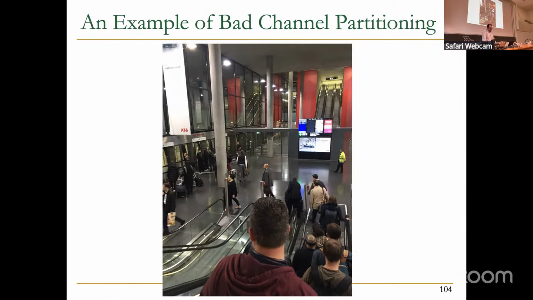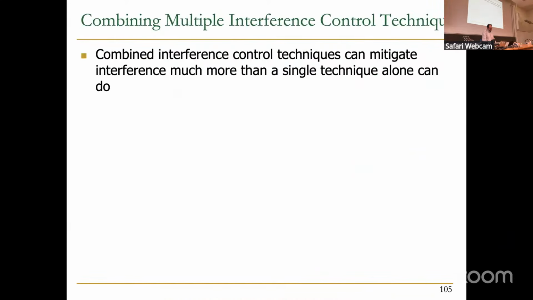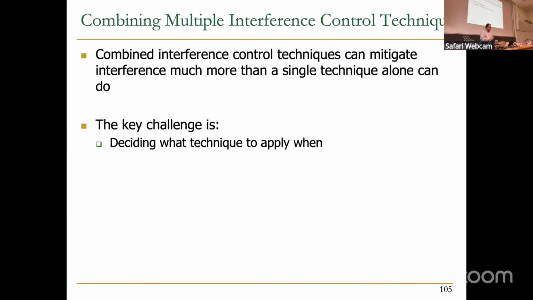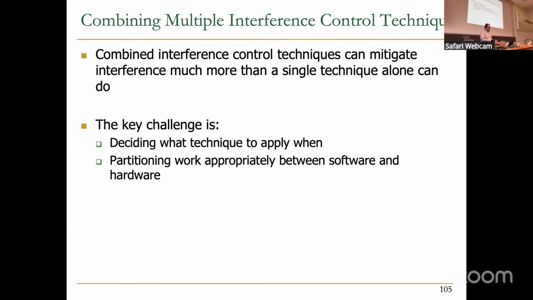You have a long queue. So there might be better channel partitioning in Zurich airport as well. Okay, so combining multiple interference control techniques, we have seen one of them. But then the key challenge here is that deciding what techniques to apply when, and partitioning work appropriately between software and hardware is not easy, but these are challenges.